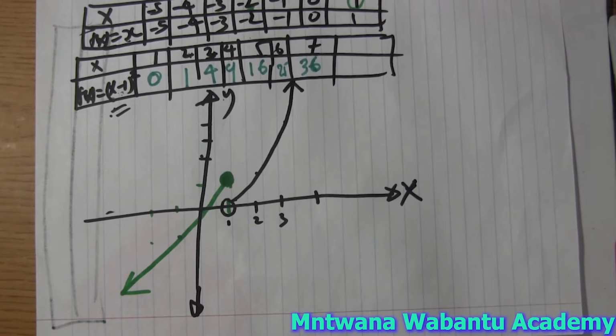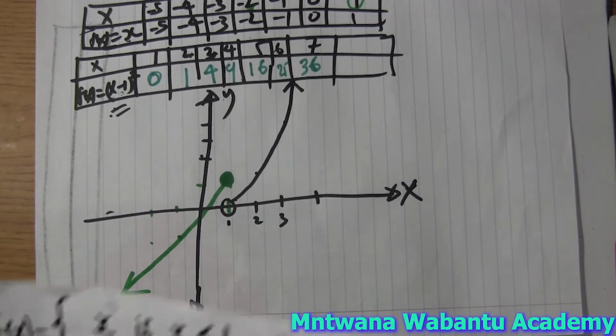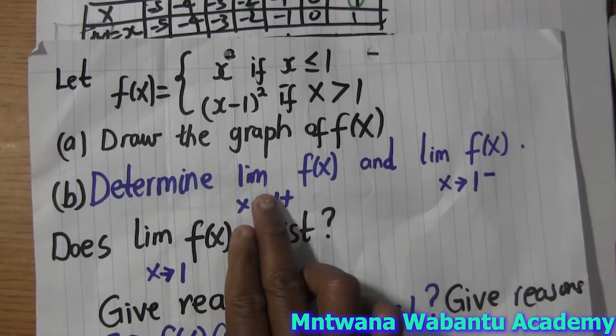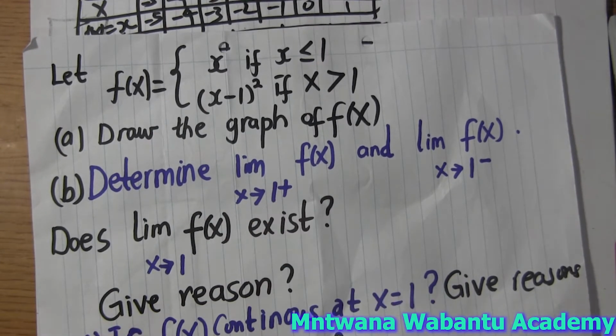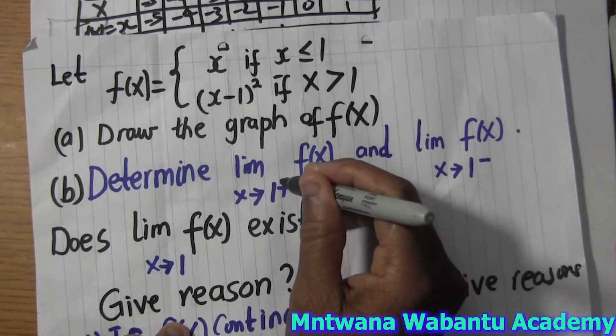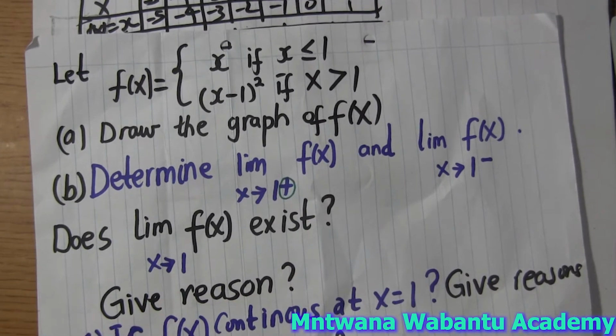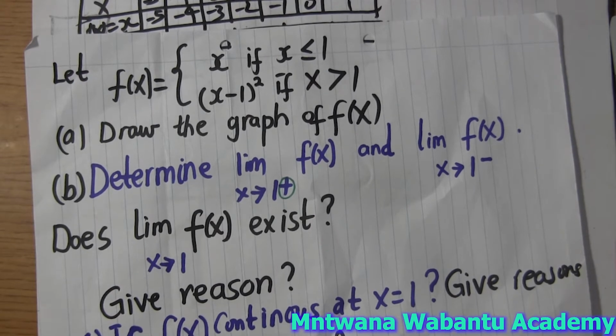So now we have drawn our graph. Here is including, here is excluding. Now, what do I want us to find? In the question, they say determine f of x as x approaches 1 from the right. When you say positive, it means from the right. Let me do it without the graph first, and then with the graph.